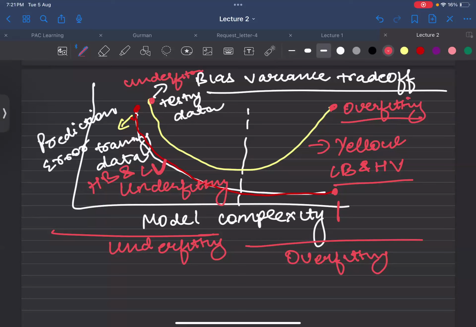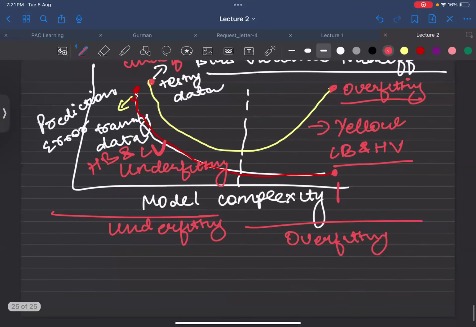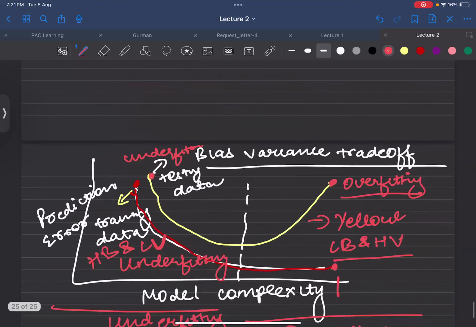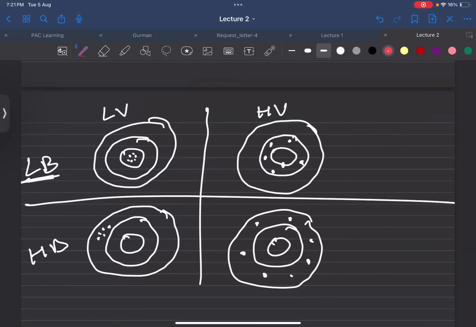Should we move ahead? Yes, one query: are bias and variance inversely proportional? No, we saw now that here there is also a case where both bias and variance are low. Okay, that's fine.